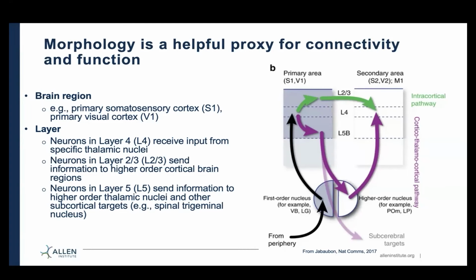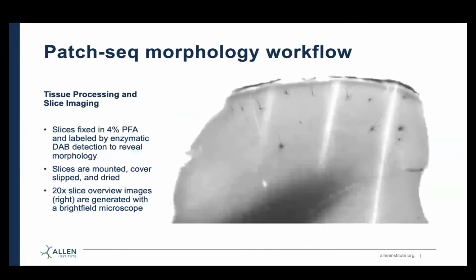So just having an understanding of how morphologies are distributed with respect to these compartments that we understand at a functional level gives us a lot of important clues about what the cells might be doing in the circuit. If you go to the next slide, that would be great.